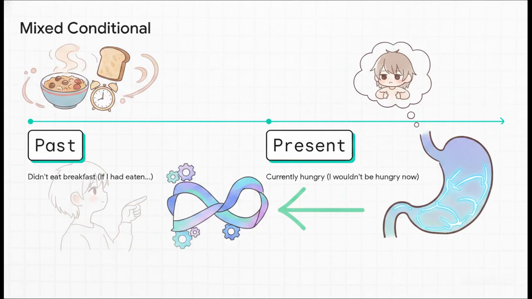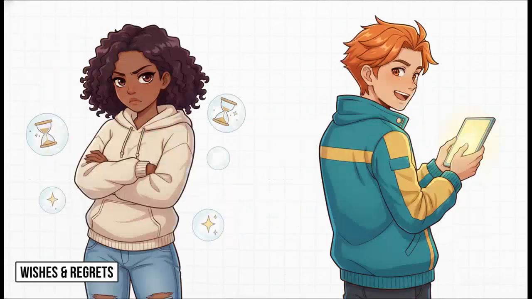So how do we actually say this? We mix the grammar. If I had eaten breakfast, that's the third conditional, past perfect, I wouldn't be hungry now. That's the second conditional, expressing the present result. It so brilliantly bridges the gap between what you failed to do back then and how much your stomach is grumbling right now.